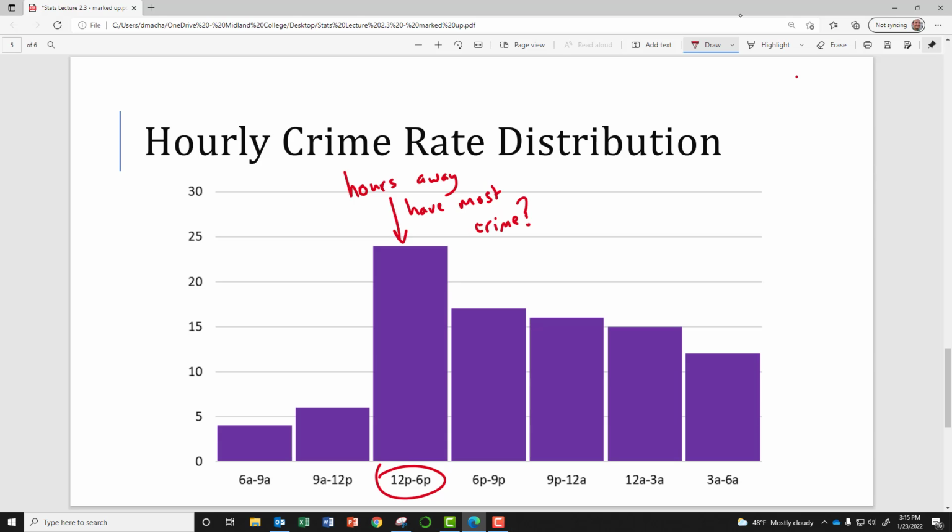And so maybe this pops up in one of your brochures. You put this nice data visual together, and you say to homeowners, look, among all of these different time periods when people could commit crimes, it's most popular to commit crimes in the afternoon, from noon to 6 p.m., when you're away at work. So maybe you should buy our security cameras.